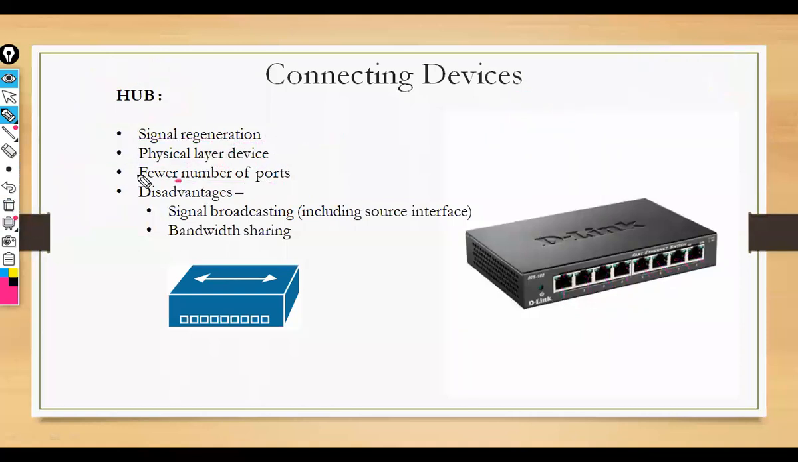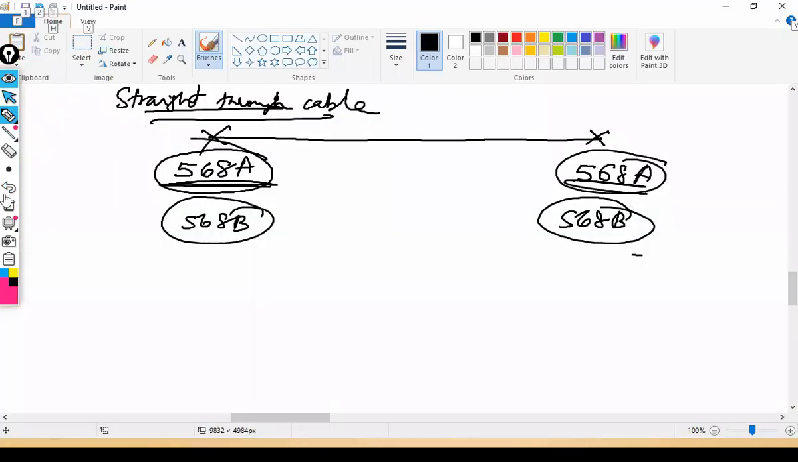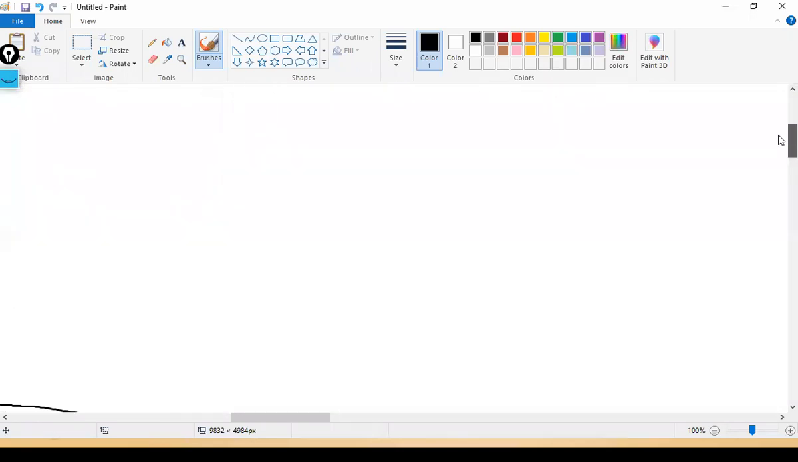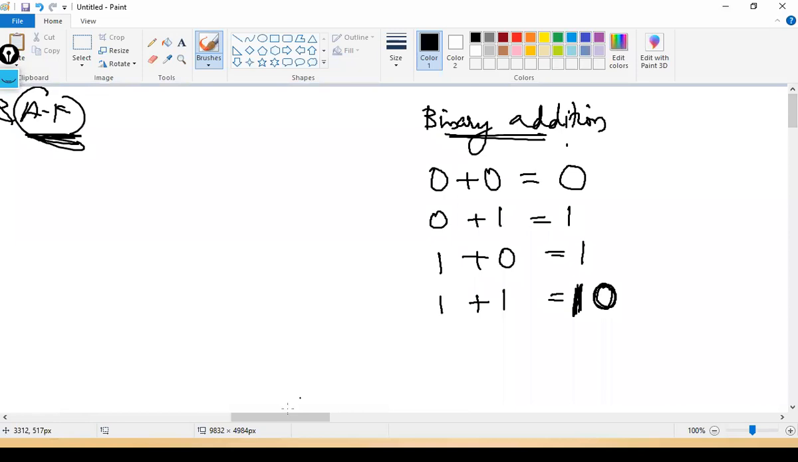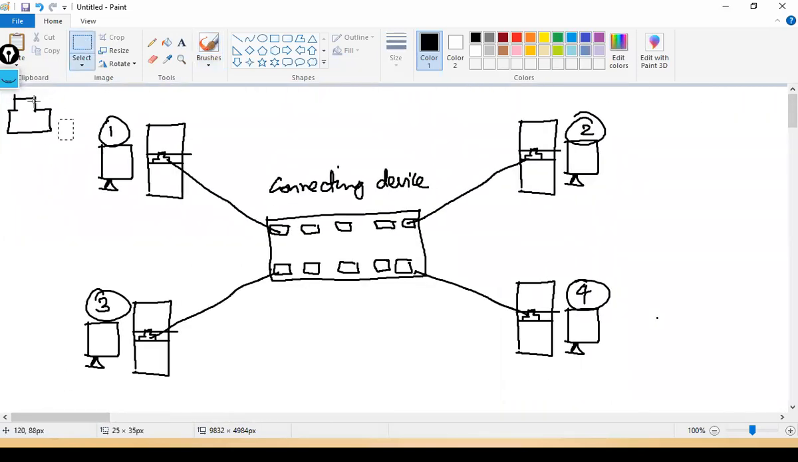Now, the disadvantage of hub. Nowadays we are not using the hub. Let me tell you why. There are many things here. The first thing is signal broadcasting. So now let me take paint. Yes. Okay. So this is the old figure that I've drawn. Suppose this is hub.